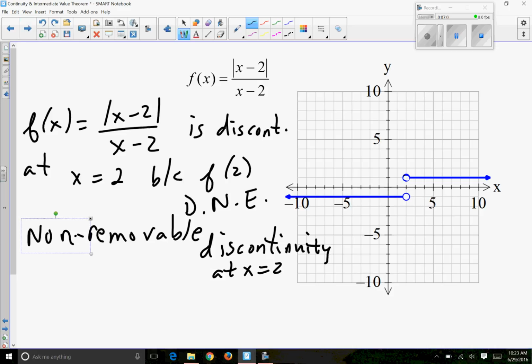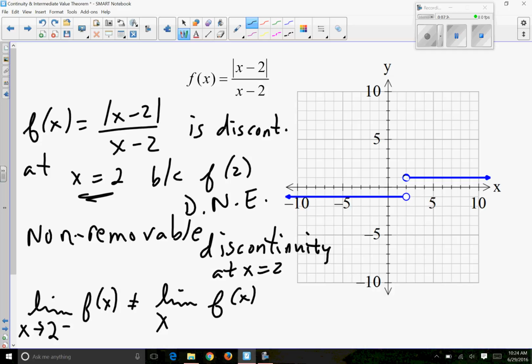So non-removable discontinuity is when the limit of the function as x approaches 2 from the left is not the same as the limit of the function as x approaches 2 from the right. The limit of this function as x approaches 2 from the left is actually -1. And the limit of the function as x approaches 2 from the right is actually +1, and those are not equal.